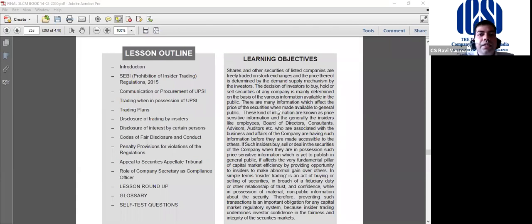Another difference is that ESOP you cannot issue to the promoter, whereas sweat equity can be given to the promoter as well. That is the second difference. The third difference is that sweat equity needs special authorization under the law. Whenever you issue it to a promoter, separate resolutions are required. Say, for example, for promoter A I need a resolution, and for promoter B I need a resolution. All this needs to be specified or elaborated in the resolution itself.